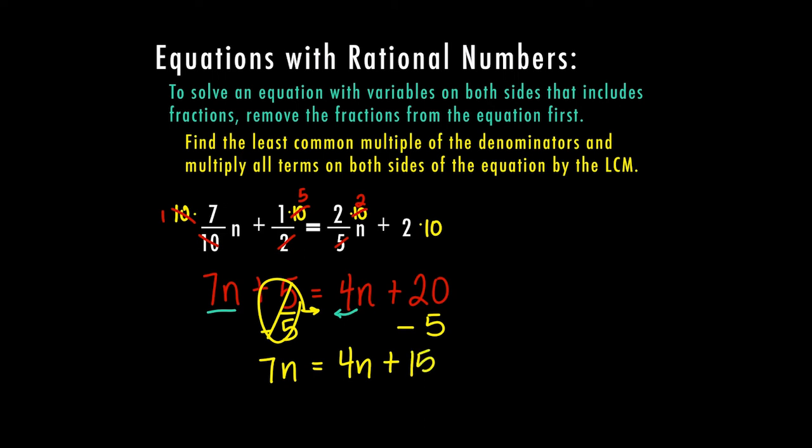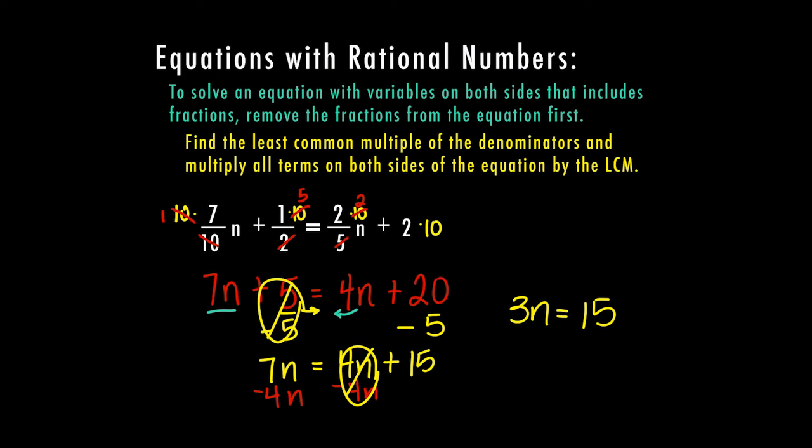So my next step is going to be to move this 4n to the left side. I can do that by subtracting 4n from both sides. I'm going to go ahead and move my next step up to the right. So we have 4n minus 4n, which is back to 0. 7n minus 4n is 3n, and that equals what's left over here, 15. So now I have a simple one-step equation, 3n equals 15.